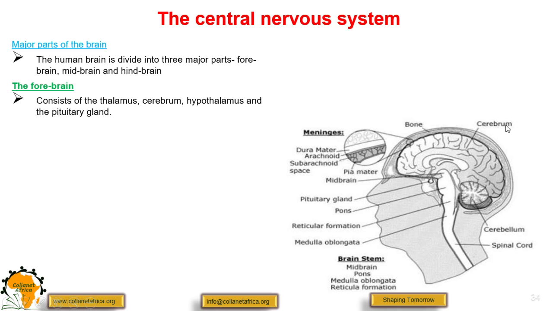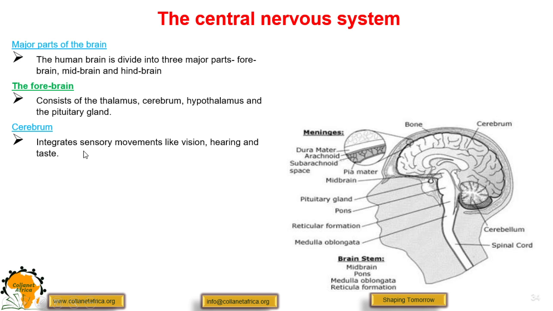So this is the cerebrum. You have the pituitary gland here. And then we have the hypothalamus and other parts. First, let us discuss the cerebrum.